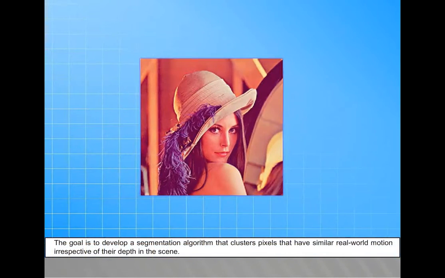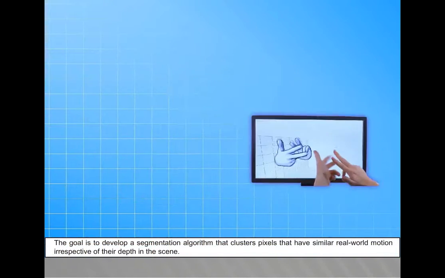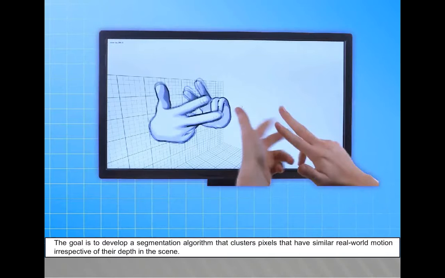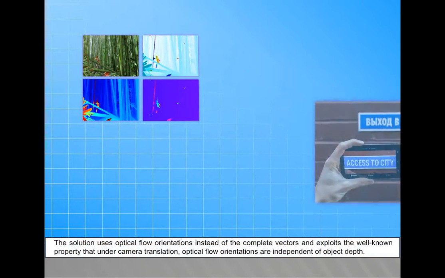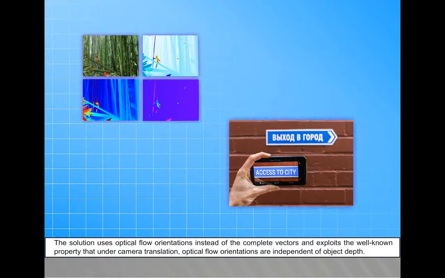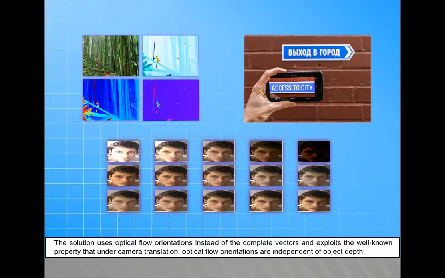The goal is to develop a segmentation algorithm that clusters pixels that have similar real-world motion irrespective of their depth in the scene. The solution uses optical flow orientations instead of the complete vectors and exploits the well-known property that under camera translation, optical flow orientations are independent of object depth.